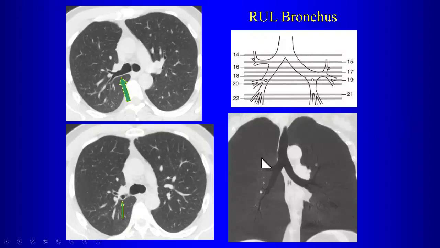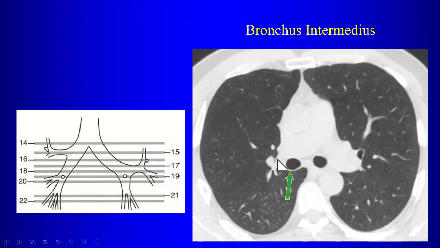So here's the right upper lobe bronchus there on this coronal image. There's your apical segmental bronchus going straight up. Now we go down lower, we get to the bronchus intermedius over here. The bronchus intermedius eventually will supply the right middle lobe and the right lower lobe bronchus.